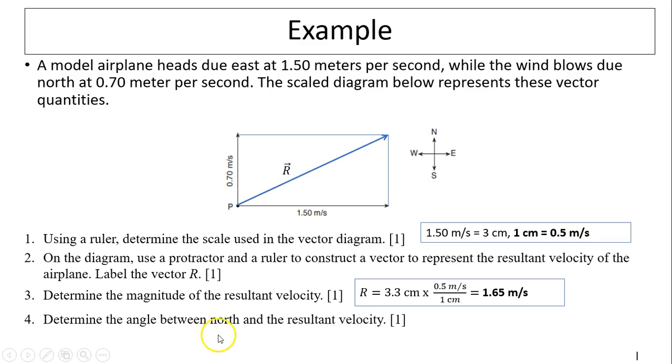Next, I determine the angle between the north and the resultant. This way is north, so I have to measure this angle, and I measure it to be 65 degrees.